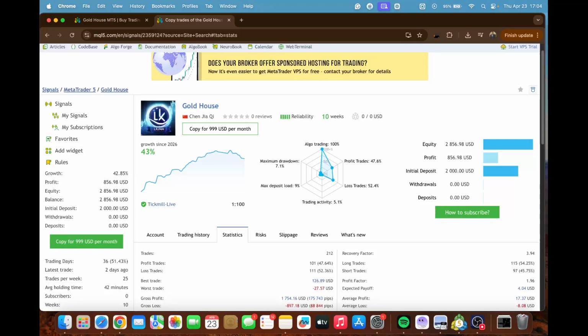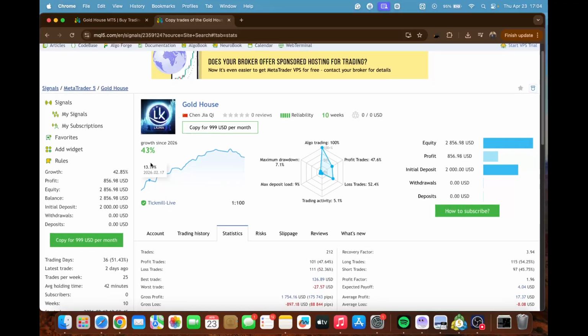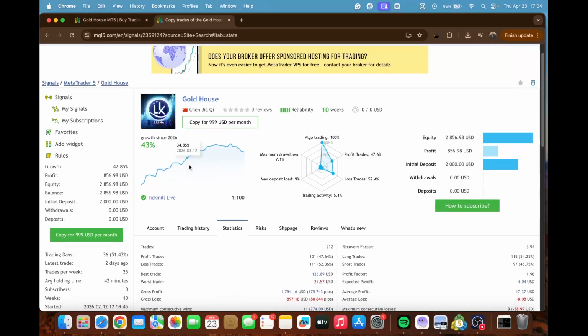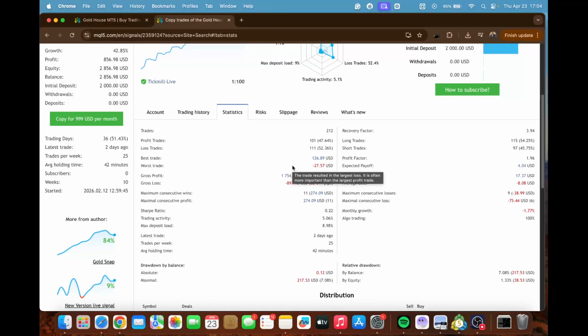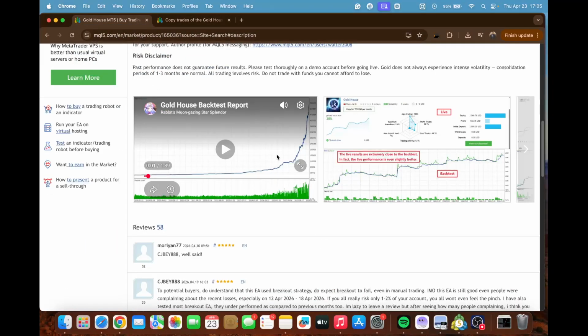So you can see on the live signal, it is running on a $2,000 account, and they show 43% growth in 10 weeks, and the profit factor is about 1.96, about 48% win rate, max drawdown around 7%, and low deposit load. Moderate trading frequency with 25 trades per week, and an average hold time of 42 minutes. They recommend low spread ECN brokers with gold spread under 25 points and suggest starting from $100, but optimal at $1,000 to $2,000 plus on VPS. And that is that from the developer's live trading signal.